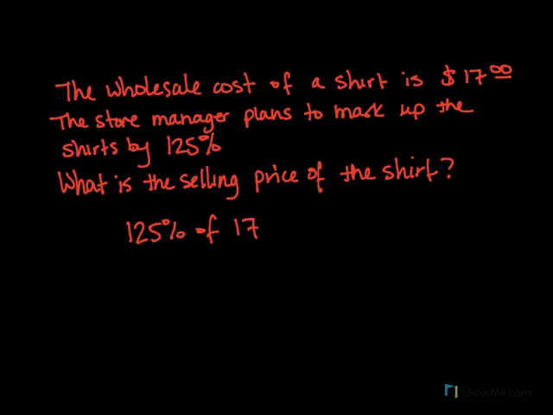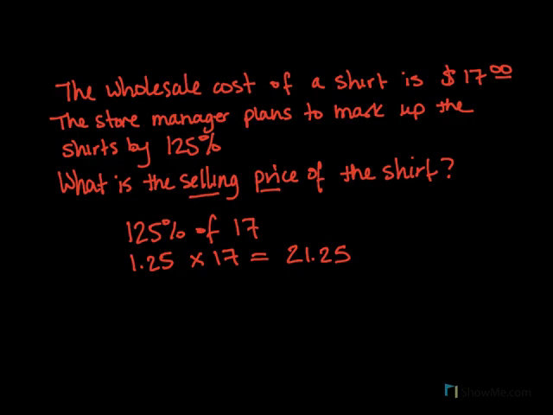We know that of means multiply. We also know that 125% is 125/100, or 1.25, times 17, and that's going to give us our markup price. So our markup price is $21.25.